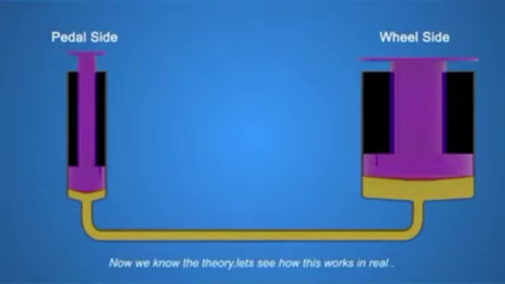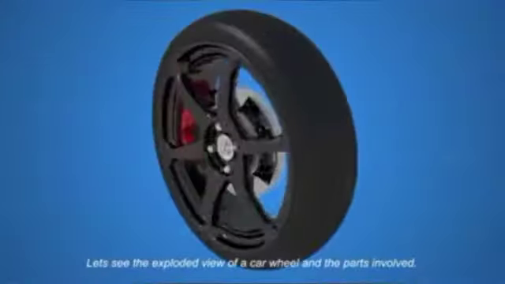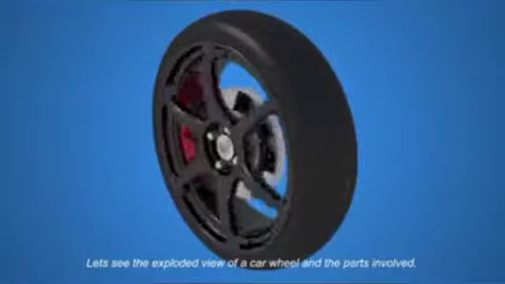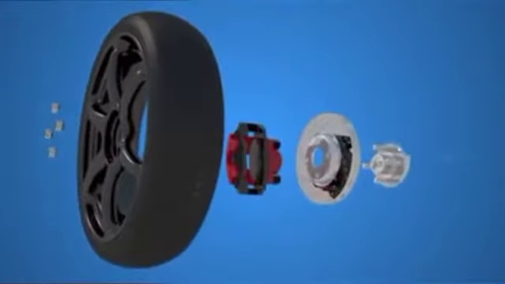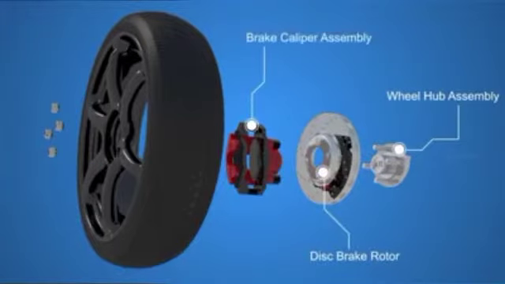Now we know the theory, let's see how this works in real. Let's see the exploded view of a car wheel, and the parts involved. The wheel hub assembly, the disc brake rotor, the brake caliper assembly, the wheel, and the lug nuts.